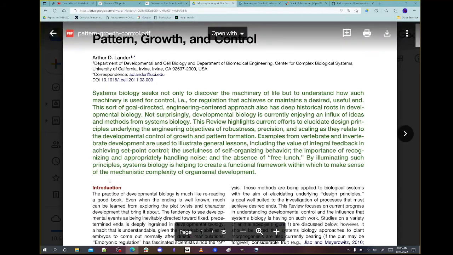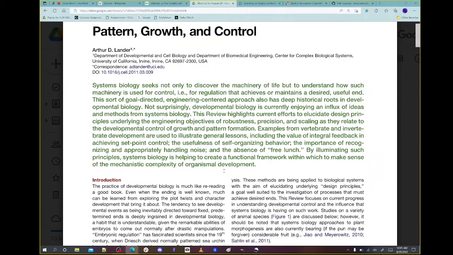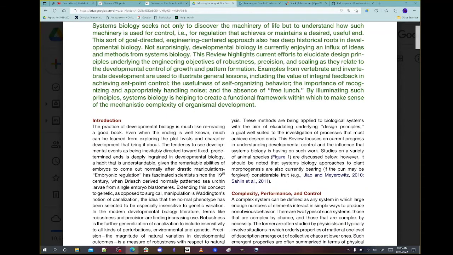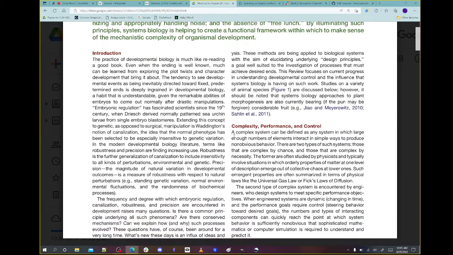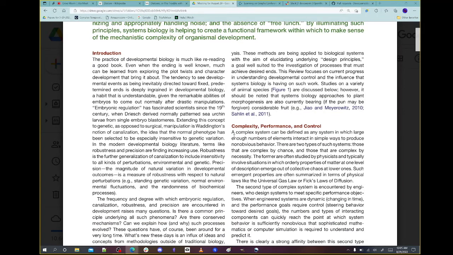By illuminating such principles, systems biology is helping to create a functional framework within which to make sense of the mechanistic complexity of organismal development. So this is a nice review of some of these ideas that are being imported from systems biology and brought into developmental biology. The mainstream of developmental biology is not typically, they don't think like systems biologists necessarily.